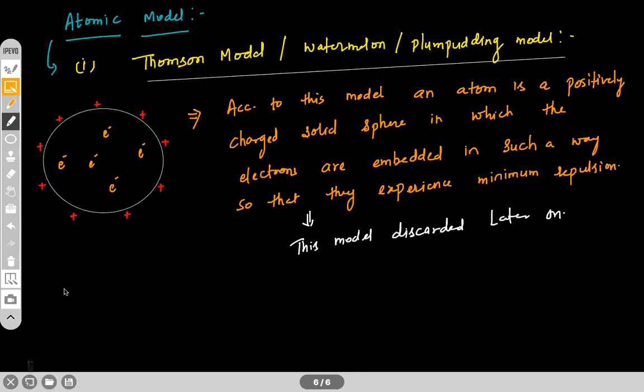Next one we have, the second one, that is the Rutherford model. The Rutherford model is given by, obviously, Rutherford. He did not talk anything about the position of neutrons, because the moment he gave his own theory, the neutron was not known. But anyway, that does not make any difference because the model was not correct, so we have discarded it.